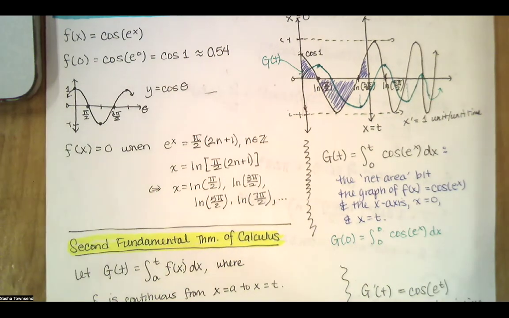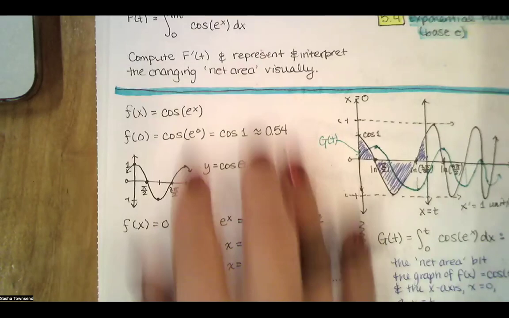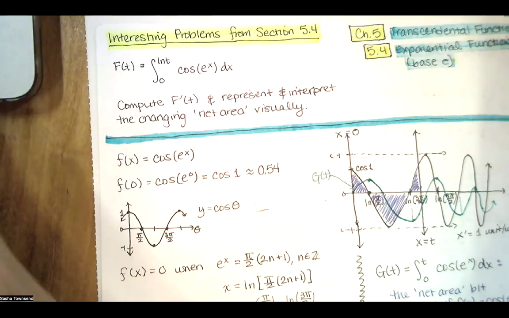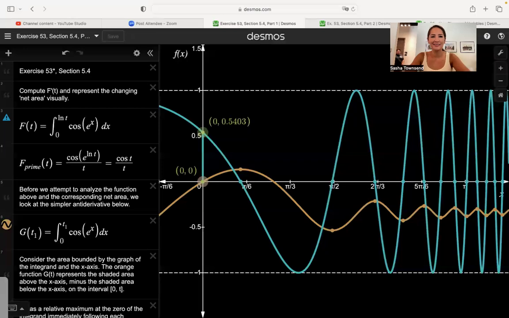So we're going to look at that. And then after we do that, we'll change our perspective and think about the original function. So just a note, this is based on exercise 53 from section 5.4 of the Larson calculus text, Larson calculus 10th edition.